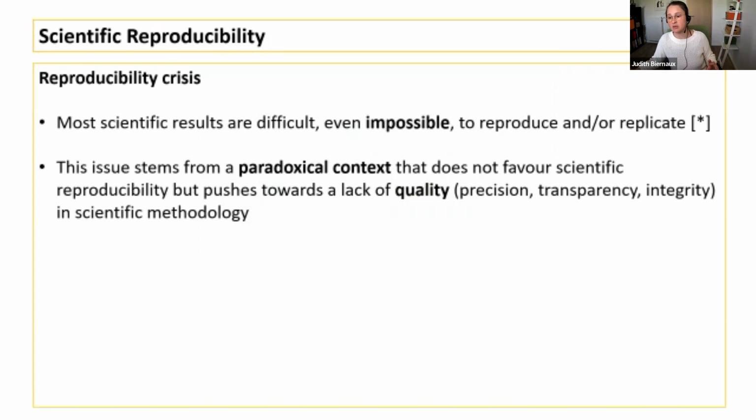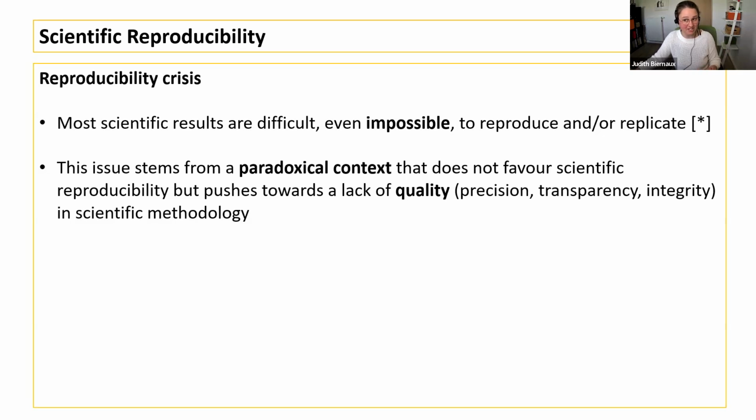Most scientific results today, more than half, according to the poll in Nature 6 years ago, are difficult or impossible to replicate. Now, not everything is doomed, okay? This sounds all very negative, but I swear that there are some things we can do to try and circumvent, to try and navigate this context. This issue stems from the publish or perish context, right? By pressuring scientists to publish, we do not favor scientific reproducibility. Instead, we favor lack of quality, lack of precision, lack of transparency, lack of integrity in scientific publishing, okay?